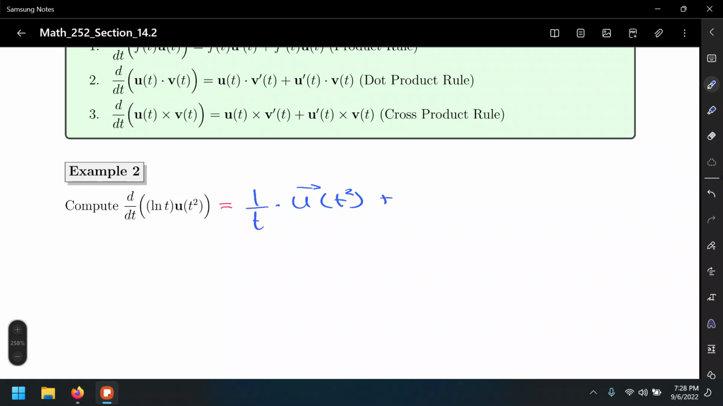All right, plus the derivative of the second factor. Well, in the first place, what's the derivative of u? It's u prime, right? U prime of, in this case, t squared. But notice how this is composed. This is not just u of t. It's actually u of t squared. What's the derivative of t squared? We would need to multiply by 2t. And that times simply ln of t. So, it's like the chain rule.